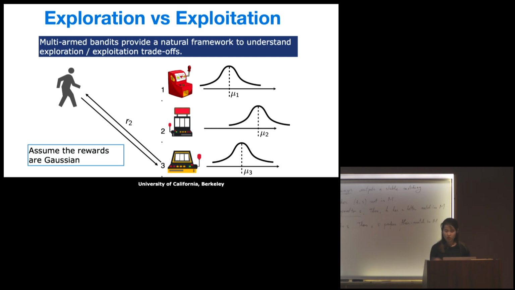The rewards in general, we assume that they're Gaussian or have tails that behave like Gaussian, so they're like regular distributions.